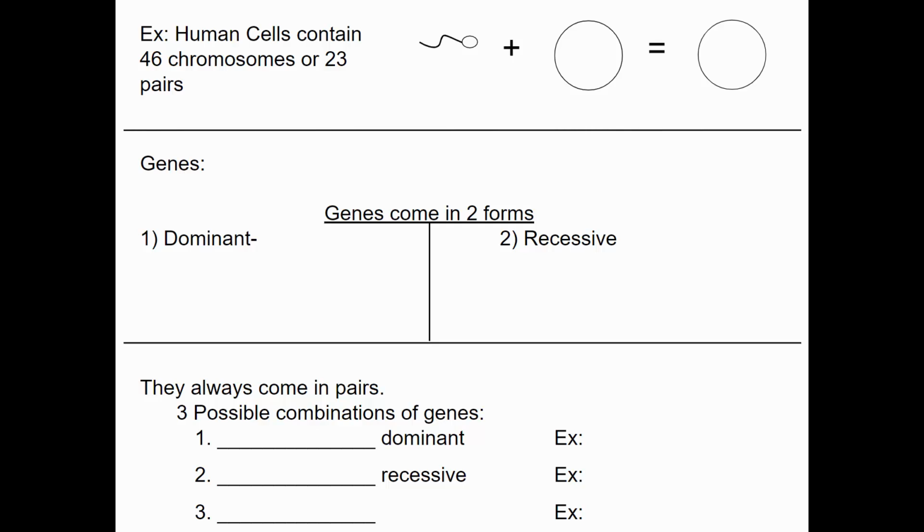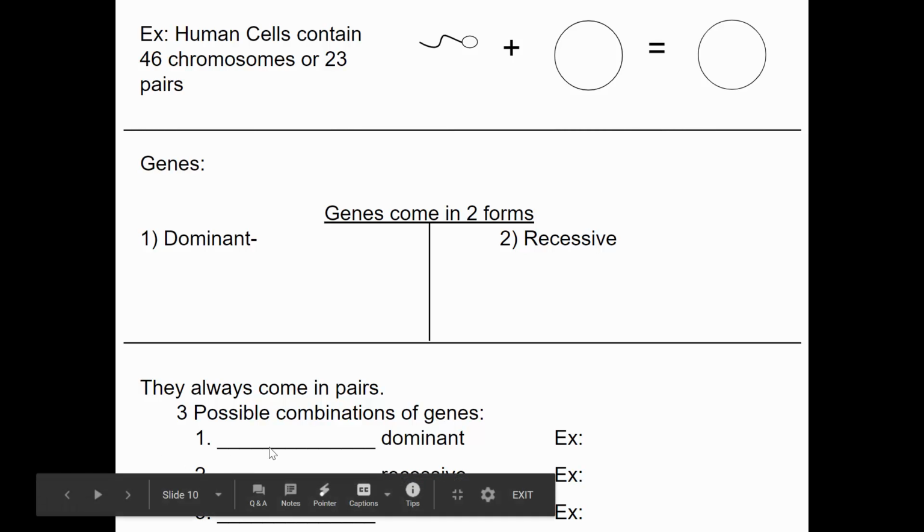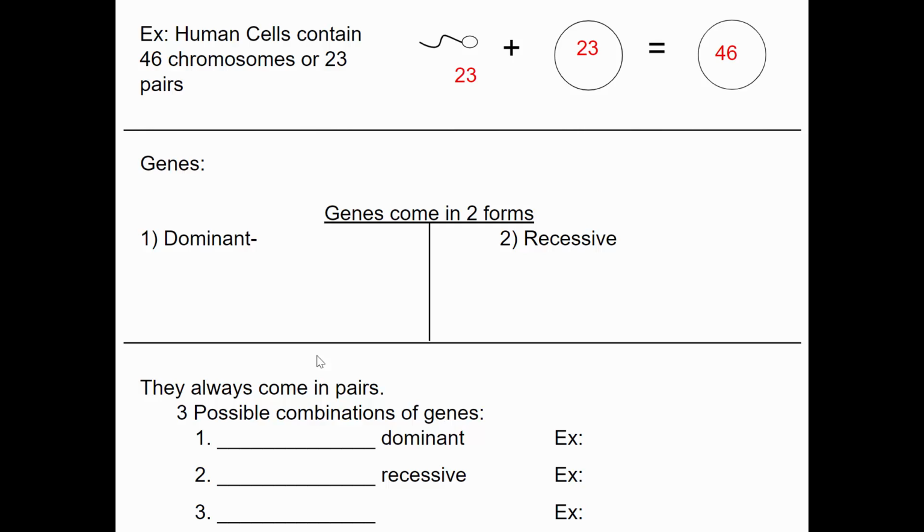So we just talked about this. But if we use humans as an example, normal human cells have 46 chromosomes, 23 from each parent. All right, so now we're talking about genetics.